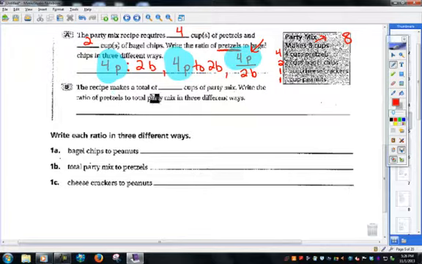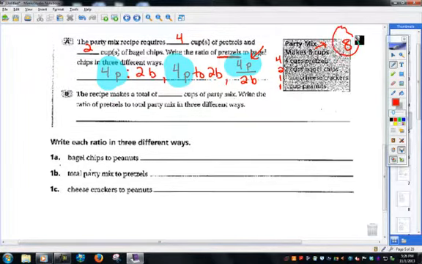The recipe makes a total of how many cups of party mix? Well, it makes 8. Write the ratio of pretzels to total party mix in 3 different ways. It wants pretzels first, to the total. So we go over here and look, and we know that there are 4 cups of pretzels it requires, so that's going to be 4 pretzels, colon, and then you can make a total of 8 cups of mix. I'll just say mix. That way we don't put P on there. So it's 4 pretzels. They wanted that first. I gave that to them first. To the total, 8 total.